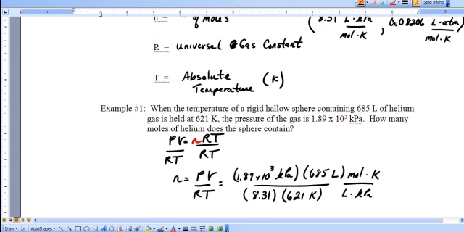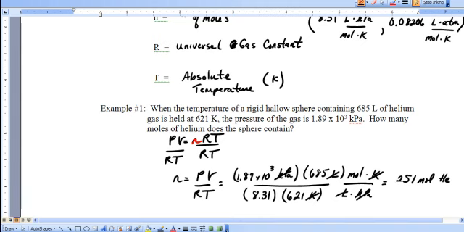And now notice if you cancel out all the units, the liters divide out with liters, the kilopascals divide out with kilopascals, the Kelvin divides out with Kelvin, and the only unit that we're left with is moles. We're looking for moles, and now if you perform the calculation, 1.89 times 10 to the third times 685 divided by 8.31 divided by 621, I'm getting 251 moles of helium gas in that particular sphere. And that's all you need to be able to do with PV equals nRT, at least in this case, is simply realize that we're solving for one variable, rearrange the equation, plug in the numbers, and crank it out.